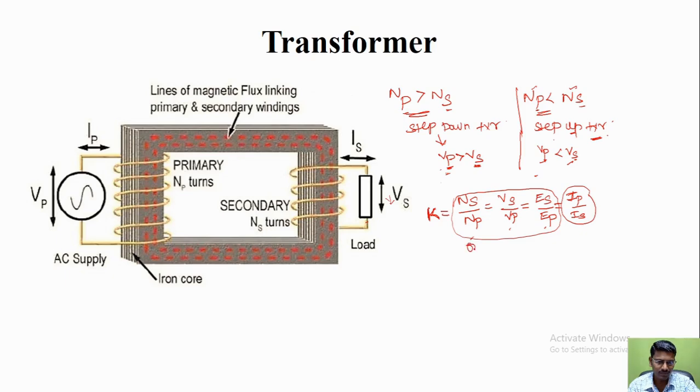This can also be written as K is equal to N2 divided by N1 is equal to V2 divided by V1 is equal to E2 by E1 is equal to I1 divided by I2. This can also be written like this, right? So with the help of this transformation ratio, let us solve a few problems related to these parameters, I mean N2, N1, V2, V1, E2, E1 and I1, I2, right?